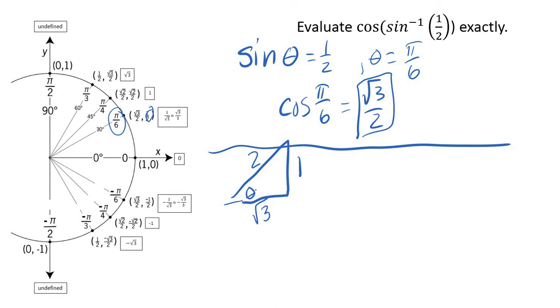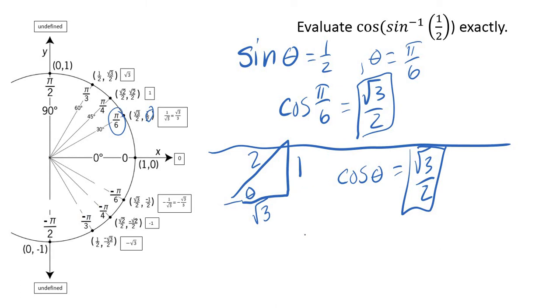Basically my theta is what I solve for, even if I don't know what it is. Now, what is this saying? It's basically saying, what's cosine of theta? And I can just look at my triangle. Well, it's adjacent over hypotenuse, and it is √3/2. Notice I get the exact same thing, but it's two different ways to look at it.